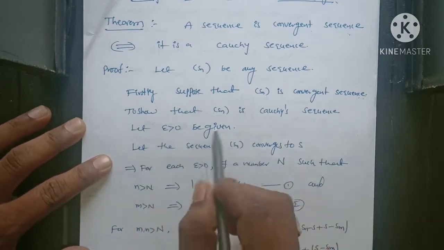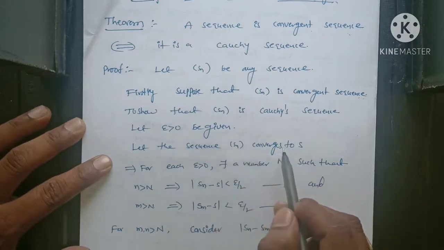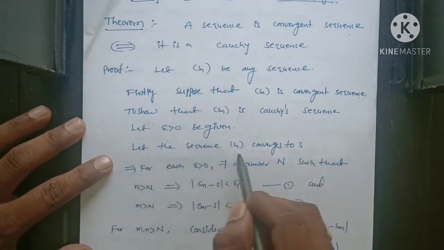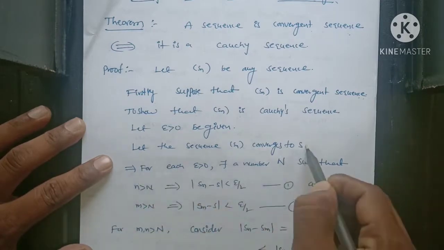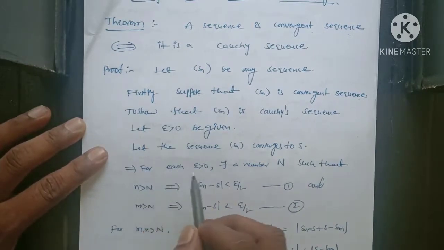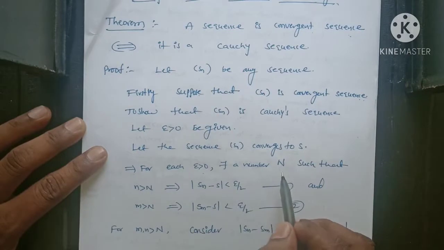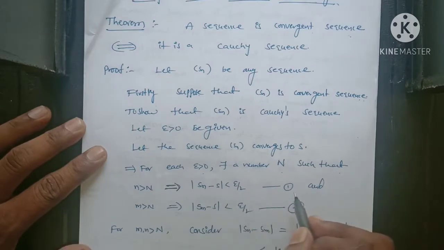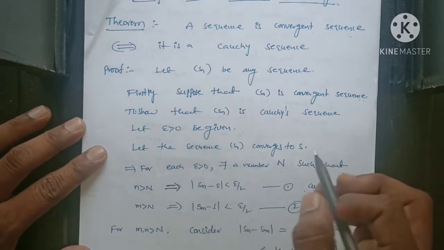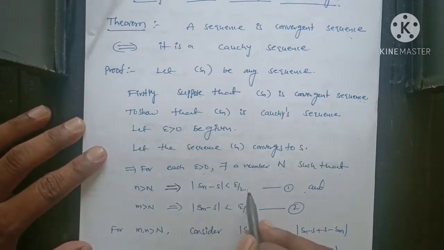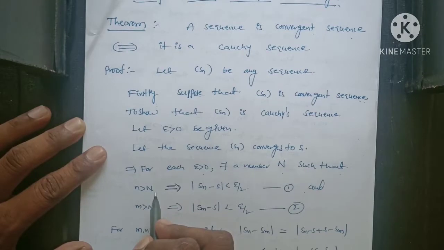Now, already this sequence is convergent. Every convergent sequence converges to a certain number. For that, let the sequence Sn converge to a number S. By the definition of a convergent sequence, for each epsilon greater than 0, there exists a number capital N such that n greater than capital N implies mod Sn minus S less than epsilon by 2. This is equation 1, because I used the definition of convergence. So this condition holds for n greater than capital N.